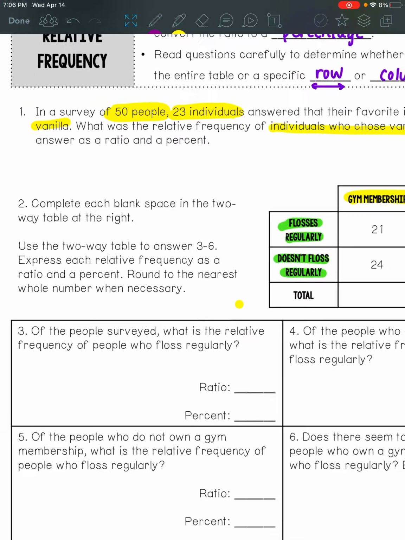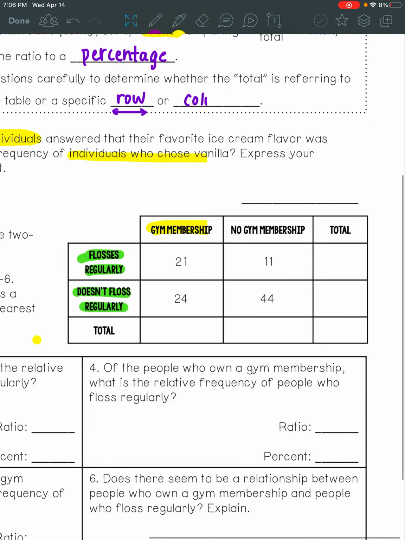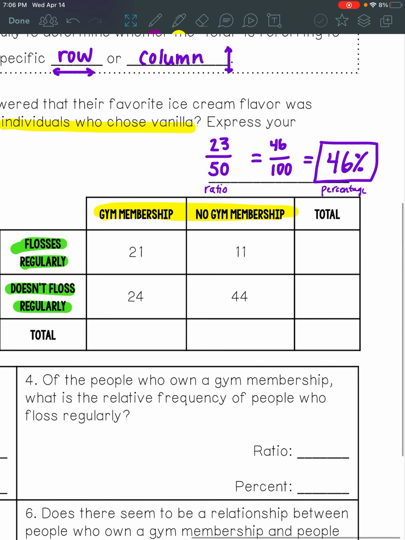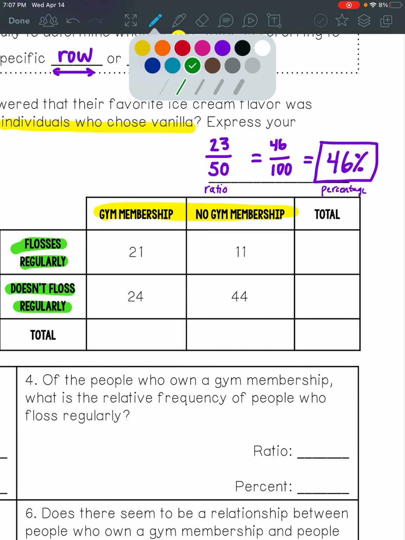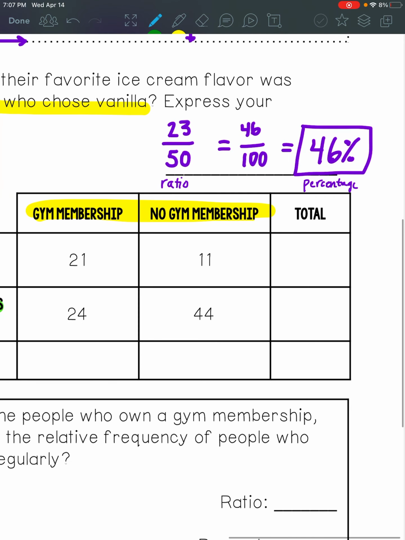All right. Now, we have a two-way table at the right, so why don't we pause the video and you figure out the totals in that two-way table. And then you can press play and figure out that the total of people who floss regularly was 32. The people who do not floss regularly are 68.